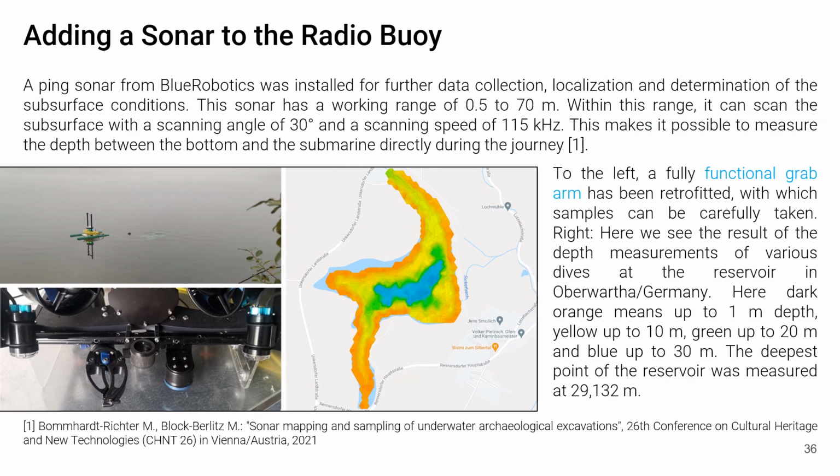A ping sonar from Blue Robotics was installed for further data collection, localization and determination of the subsurface conditions. This sonar has a working range of 0.5 to 70 meters. Within this range, it can scan the subsurface with a scanning angle of 30 degrees and a scanning speed of 115 kHz. This makes it possible to measure the depth between the bottom and the submarine directly during the journey.